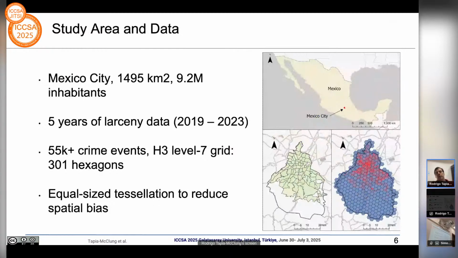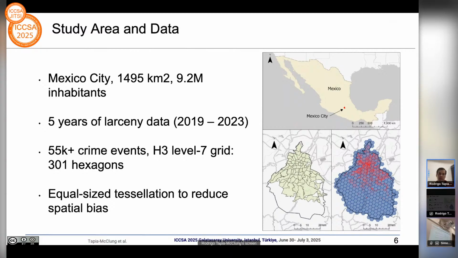For our particular study, we focus on Mexico City, which is roughly 1,500 square kilometers and has about 9 million inhabitants. We use 5 years of larceny data from 2019 to 2023, which correspond to roughly 55,000 crime events. And we use this H3 level 7 grid, which is a spatial tessellation of space that is continuous, and it's very used in the literature.